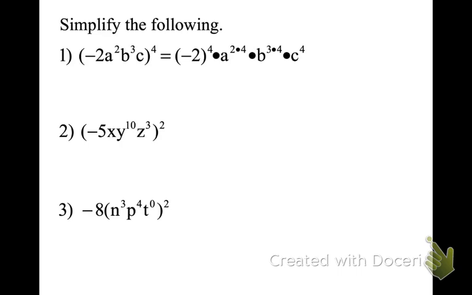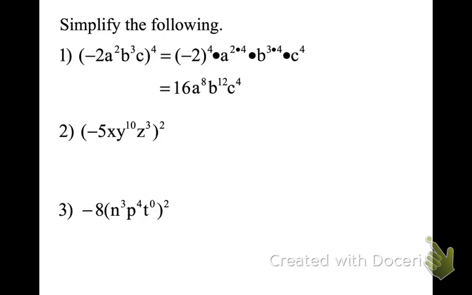So negative 2 to the 4th power is 16. A to the 8th power and b to the 12th power. Remember, we're multiplying with power to power. And c to the 4th. All right, now you try it. Go. Pause the recording.